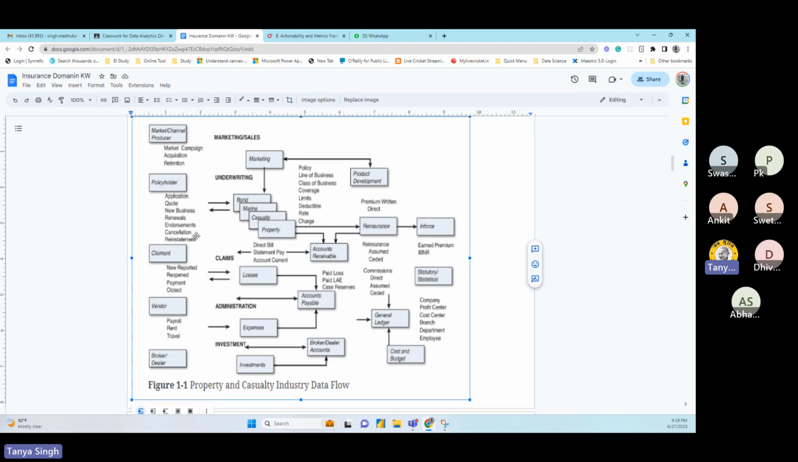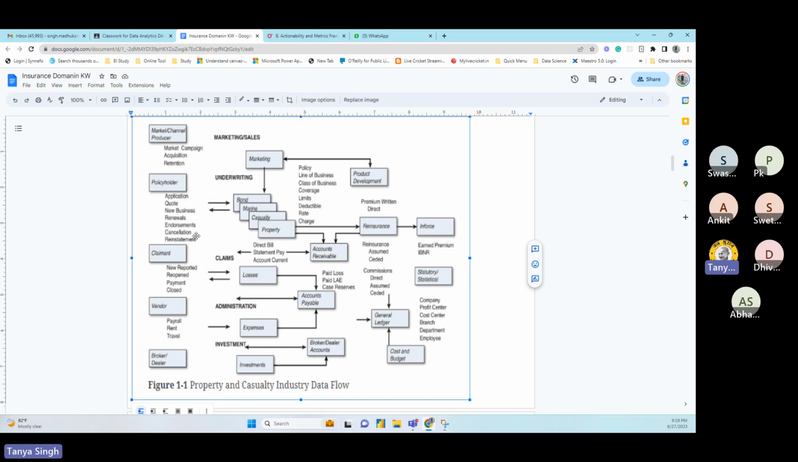Cancellation, we know that once, like, okay, I have bound this 6-month policy, but after 4 months, I'm canceling it. So when you cancel any policy, premium is recalculated and some refund needs to be generated, right? Depending on the terms and conditions of your policy, after the cancellation, you get your refund.